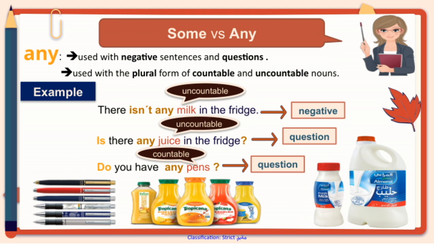Some is used mainly in positive sentences when talking about an indefinite amount, like, "I have some pens." But as we've seen, any is preferred in questions and negatives. So in summary, any helps us ask about or deny the existence of something, whether it's countable or uncountable, and it's especially useful in questions and negative sentences. Understanding this distinction helps us communicate more naturally and accurately in English.